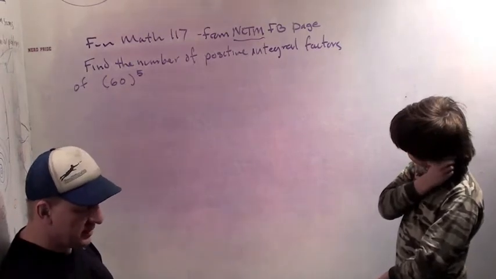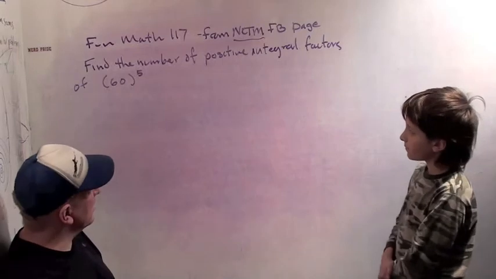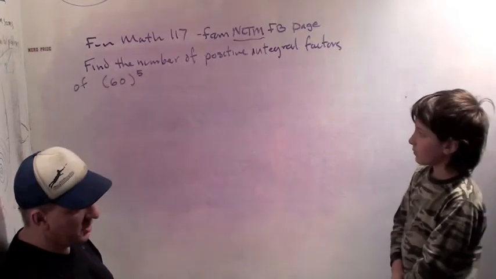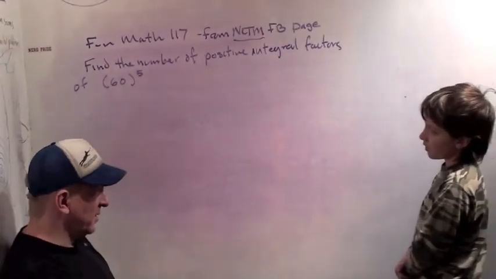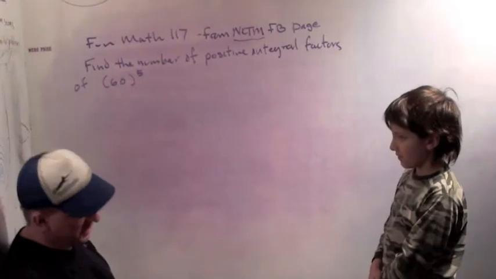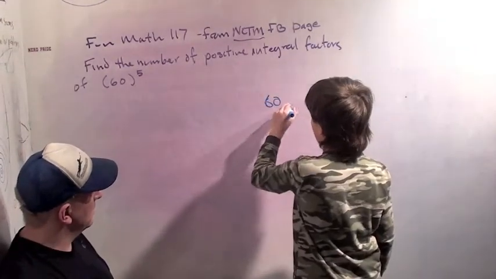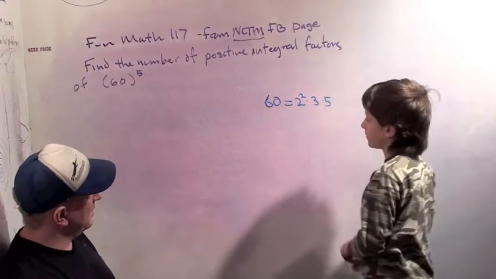Do you remember when we talked about this? Yeah, in the beginning of the school year. Okay, so what do you do to solve a problem like this? What's the general concept? We need to find the prime factorization. You've got to factor into primes. Well, 60 equals 2 squared times 3 times 5. Okay, how did you figure that out?